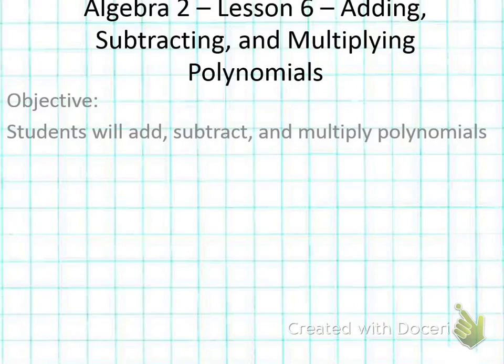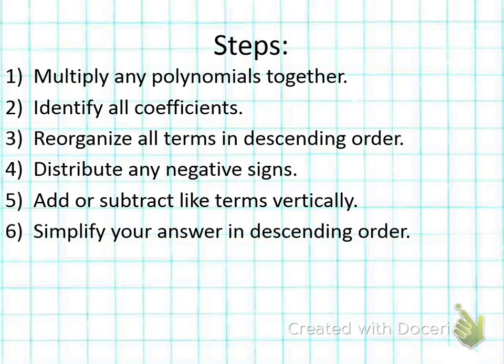Okay, so if you're on the video, here are the steps: 1, multiply any polynomials together. 2, then we need to identify all the coefficients and reorganize the terms, because sometimes the problem's messy. So in Algebra 2, we get bigger problems. We have to know how to organize things neatly so that we could get the right answer and have a neat answer. 4, distribute any negative signs. Sometimes we have to do that. 5, add or subtract like terms vertically, and 6, simplify your answer in descending order.